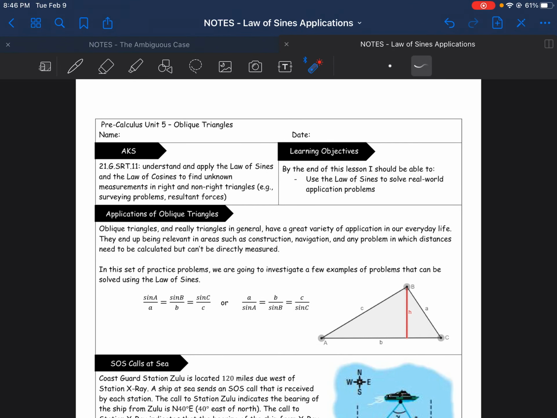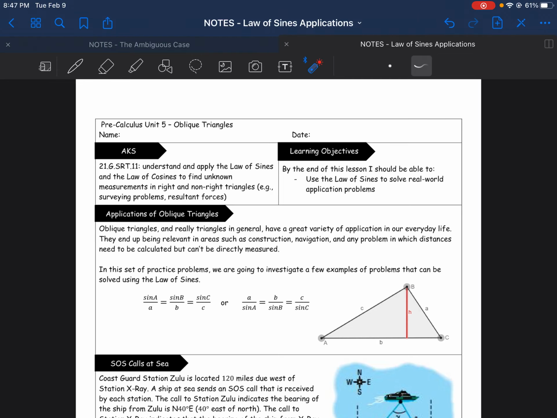In today's video, we're going to be using the law of sines to solve real-world application problems. In the last few lessons, we've been studying the law of sines, when we're allowed to use the law of sines, and how we use it to solve oblique triangles. Oblique triangles, and really triangles in general, have a pretty large variety of applications in our everyday life. They end up being relevant for things like construction, navigation, and really any problem where we need to measure distance, but it can't be directly calculated.